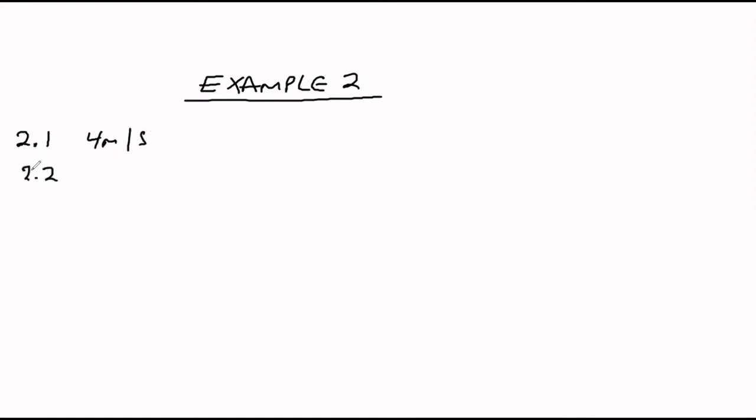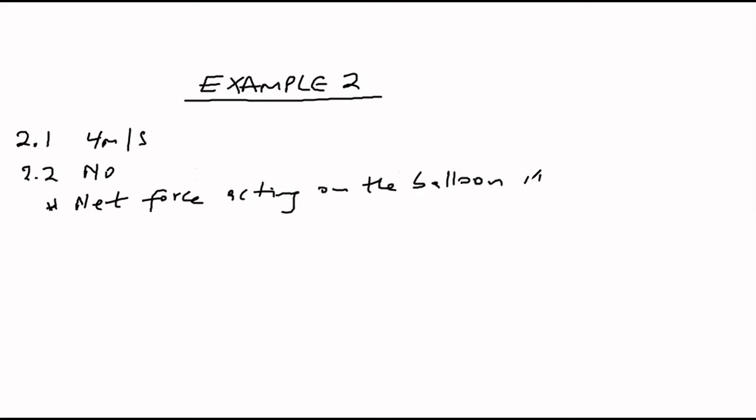Okay, the second question: is the hot air balloon in free fall? The answer is no. What is the reason? Because the net force acting on the balloon is zero. How do we know? Because the balloon is moving at a constant speed. Or we can say the balloon is not accelerating at gravitational acceleration, which is 9.8 meters per second squared.